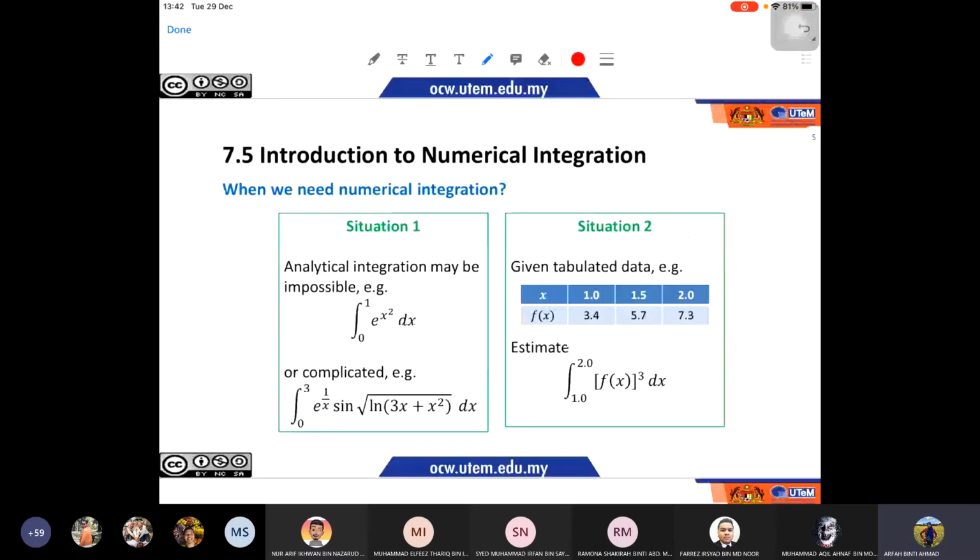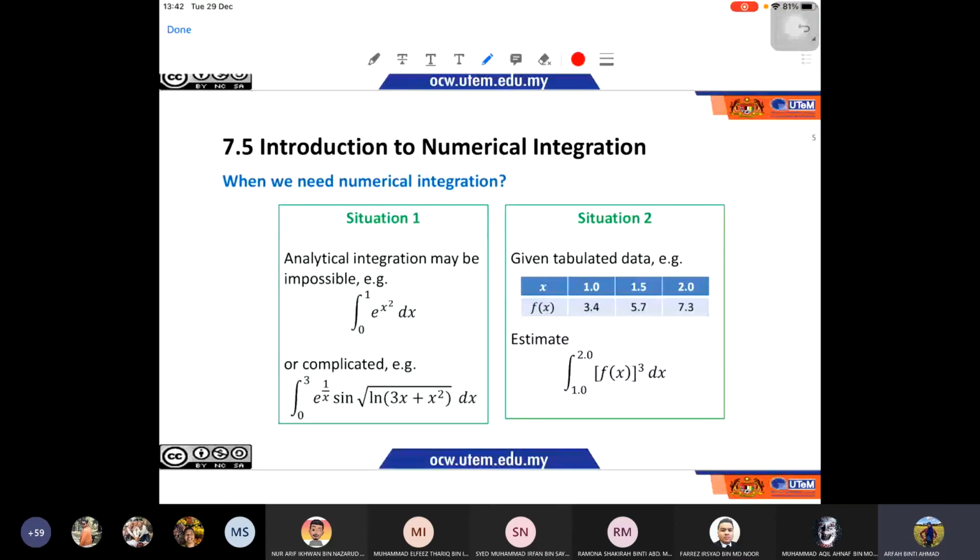Okay. So why we need numerical integration? Situation 1, if you have analytical integration may be impossible. Contohnya complicated. Yang ini okey lah, boleh selesaikan kan? Tapi kalau awak ada function macam ni, boleh ke nak selesaikan? It's going to be very crucial for you to solve the type of integration. And situation 2, the one that I said earlier, if we only have a set of data, for a given point of X, what will be the calculated value?